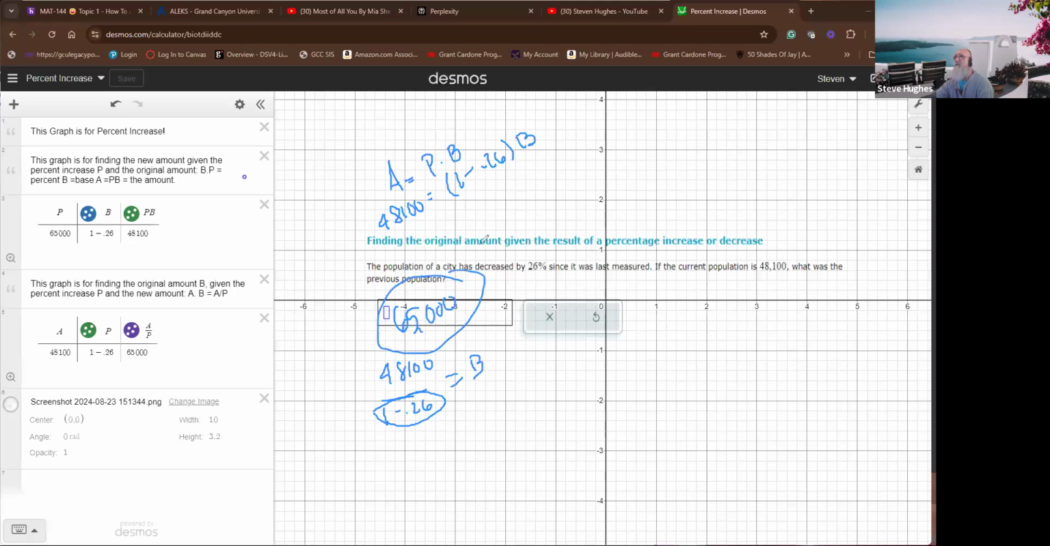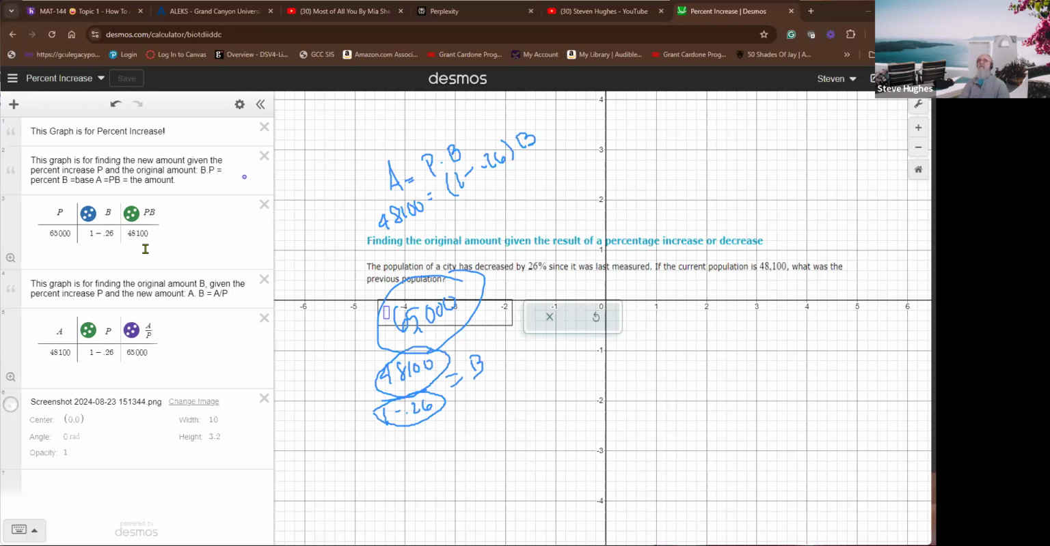It went down by 26% and it arrived at 48,100, right? That's what it arrived at. So I can check this, everybody, and double check my answer to make sure it's right by doing what? By putting the 65,000 back into my equation right here in place of B. So I put 65,000. I put my percent decrease, which is what I have here, 26%. And it is 48,100, back to the original answer that I had.